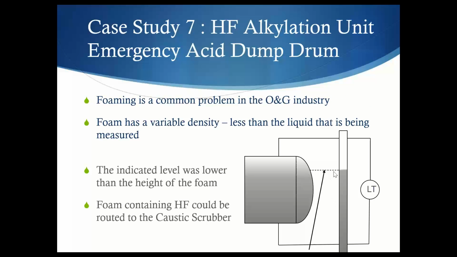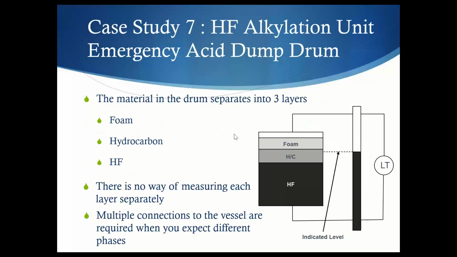So they got an indicated level, which was different to what the level actually was because of the foam layer that was in there. What they really had was foam, then a hydrocarbon layer, and then the acid underneath that as well. So they had three different layers or levels they were interested in, and they couldn't do that with one instrument. So it's really to say, if you've got this type of thing going on, then you need to look at maybe multiple stabbings at different levels within the vessel, different alarm settings, different transmitters, and even different safeguards. You need lots of different things to make sure you measure everything correctly.